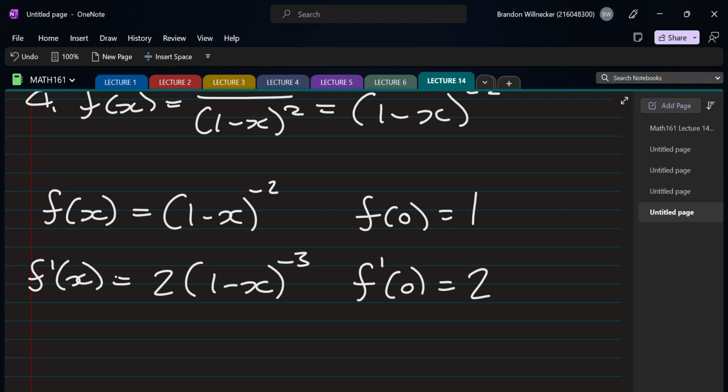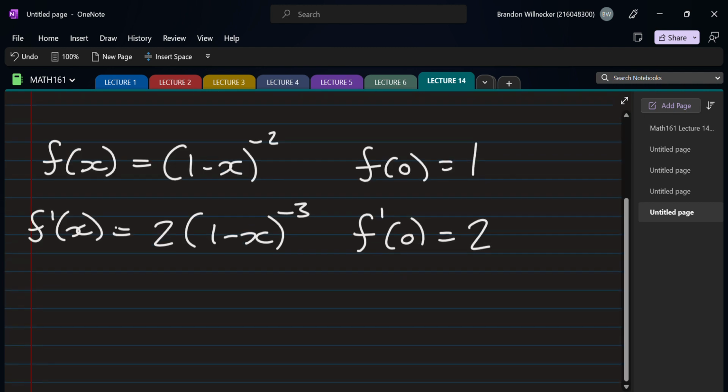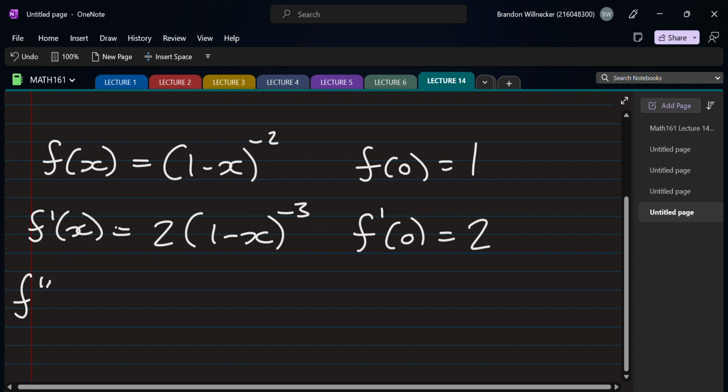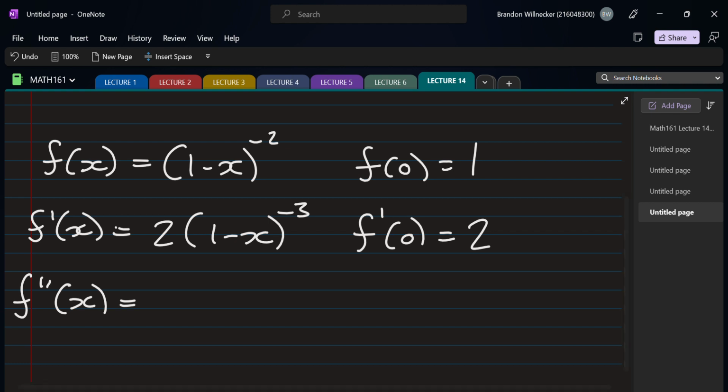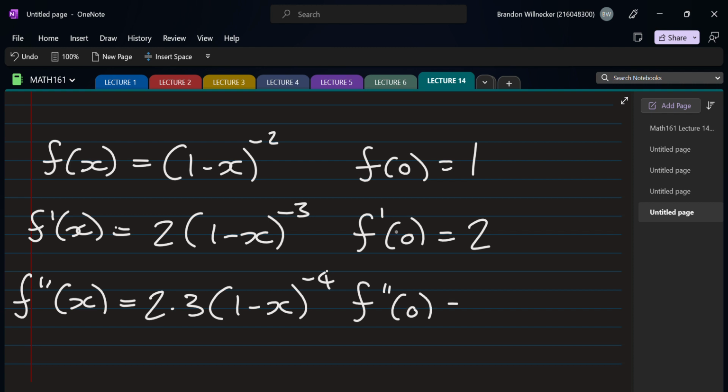Okay. Now we do it again and try to look for a pattern. So f double prime. Now we're going to have 2 times minus 3, and then because of the chain rule times another minus 1. So it will be a 6, but I'm going to write it as 2 times 3. So 2 times 3, 1 minus x to the minus 4. So f double prime at 0, I'm going to leave that as 2 times 3. Okay, you'll see in the next step where the pattern goes.